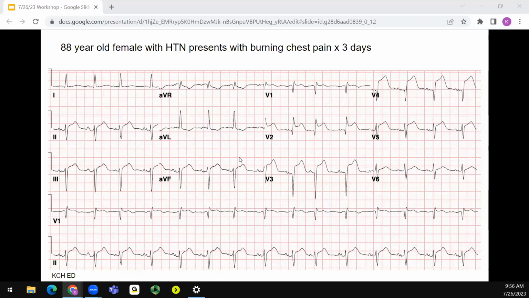Do you see any Q waves? Pathological Q waves? V3, kind of where all the ST elevations are. Yeah, this patient had pain for 3 days. Do you see any reciprocal depressions? Maybe in aVL. You don't really see anything obvious. What would you do with this patient if you got this EKG?